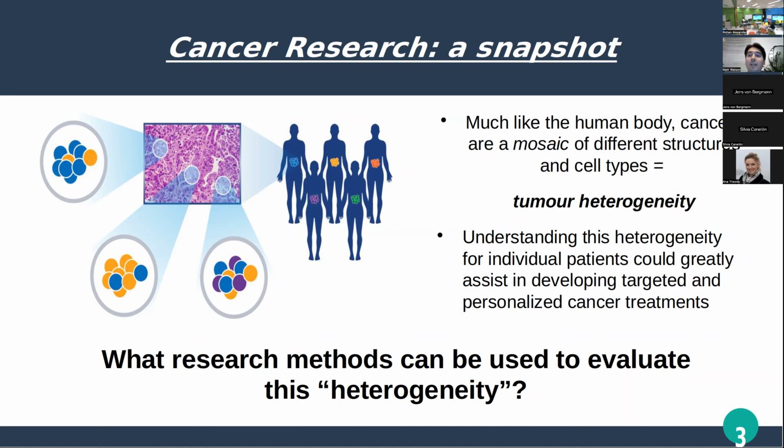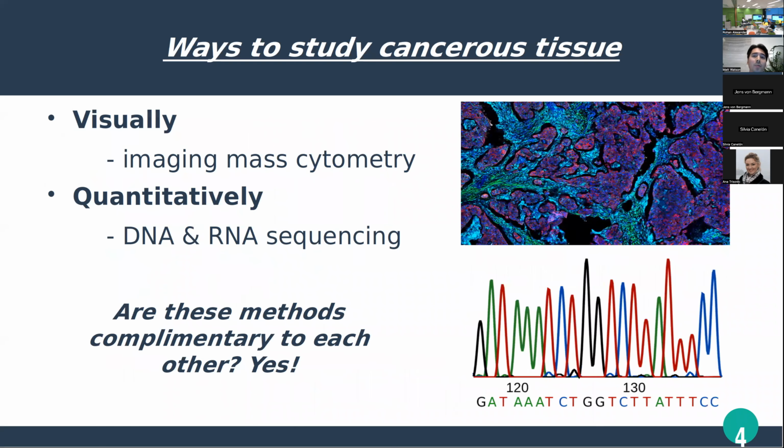So one of the things that we really need to consider is what are the research methods we can use to evaluate this heterogeneity, and how can we use these methods to increase our understanding of how these cancers evolve. There are a variety of different ways that we can study cancerous tissue, and the two that I'd like to highlight here because they're quite applicable to our application are visual inspection as well as quantitative measurements.